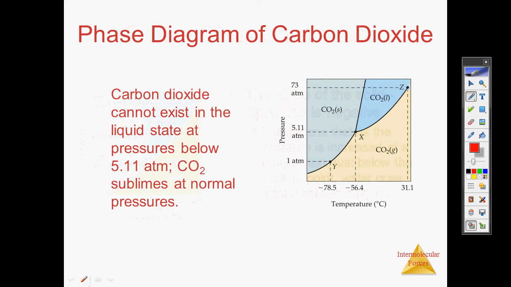Carbon dioxide looks a lot different. What can you tell me about the slope of that line that we just looked at for water? Positive slope. So that makes a huge difference. Somebody correlate the last slide with this slide. It means that unlike water, which is more dense as a liquid, carbon dioxide is more dense as a solid. Exactly. Carbon dioxide cannot exist in a liquid state at pressures below 5.11 atm.